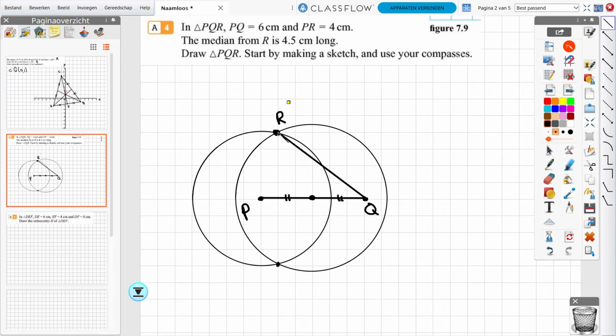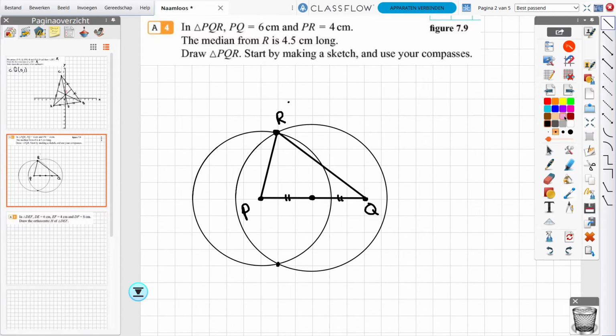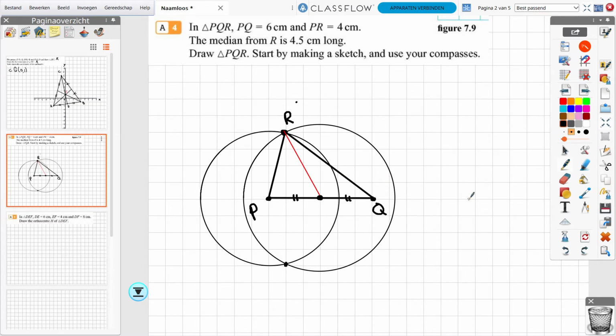So here, if I draw it like this, P, Q, R, with PR being 4 centimeters, PQ being 6 centimeters, and the median, if I wanted to draw that, that would be this line. This line here, the red line, is 4.5 centimeters. If I would draw point R here, then all the same criteria are correct, but then the naming is a bit off, because if I now go against the clock, then I get PRQ, and I want PQR.